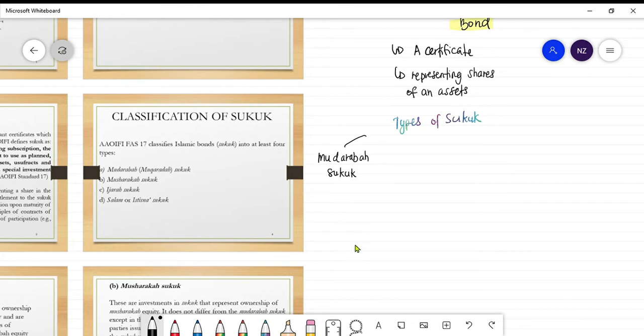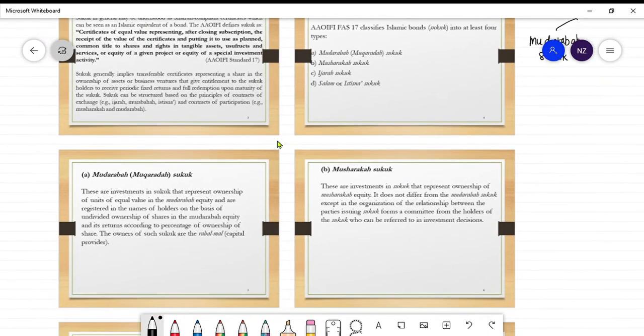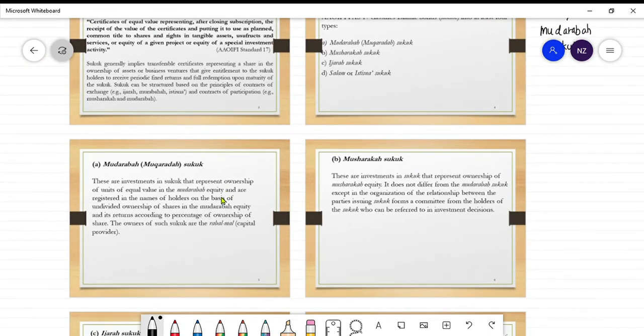Okay, for mudarabah sukuk, I said it is a partnership contract, isn't it? So it involves the mudarib and rabbul mal. It says here that when the sukuk is owned by the rabbul mal or by someone who issues the sukuk, it will be registered in the names of holders on the basis of undivided ownership of shares in the mudarabah equity, written according to the percentage of ownership of the share, and the owners of such sukuk are the rabbul mal.